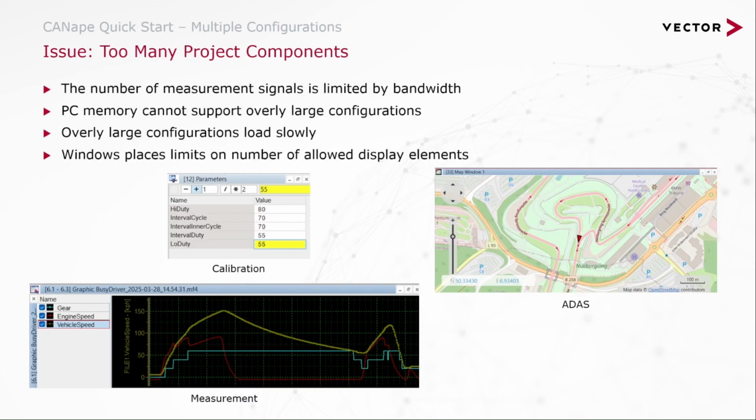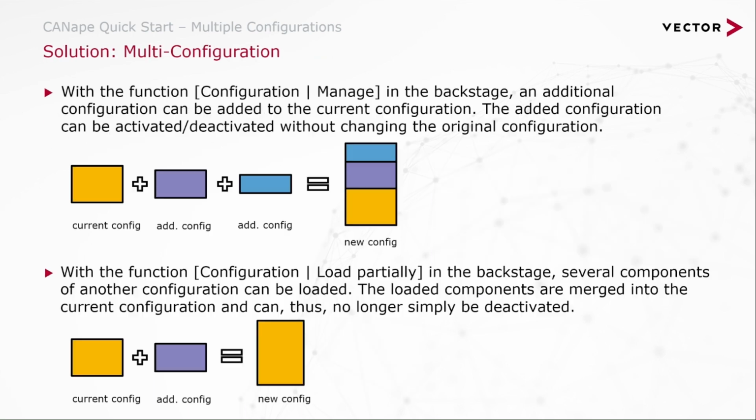If you have too many project components in one configuration, it can cause multiple different issues. First of all, the number of measurement signals is limited by the bandwidth, so if you have too many signals measured, it may slow down your PC. PC memory also cannot support large configurations, so if you have a limited amount of RAM, you may not be able to have as much of a configuration. Overly large configurations load slowly, and also Windows places limits on the number of allowed display elements. So this is the motivator for multiple different configurations.